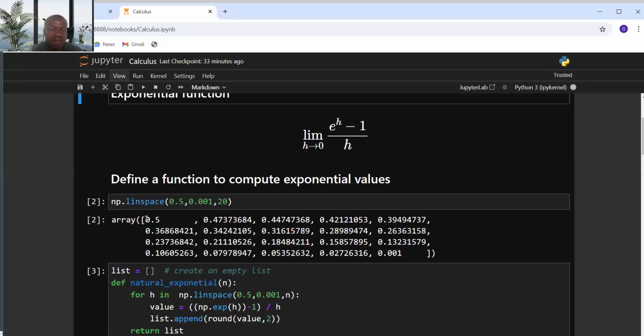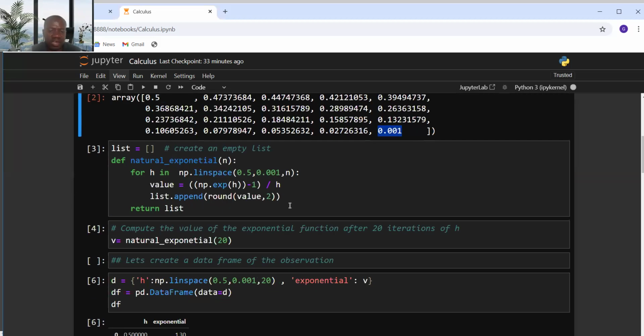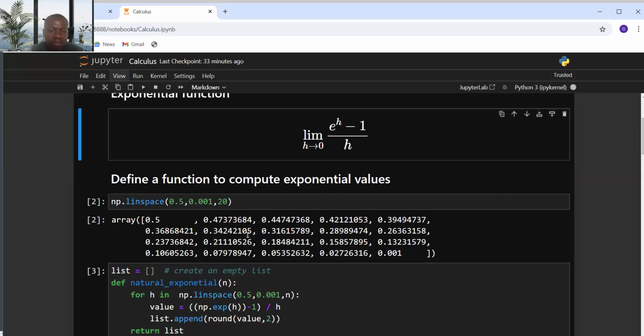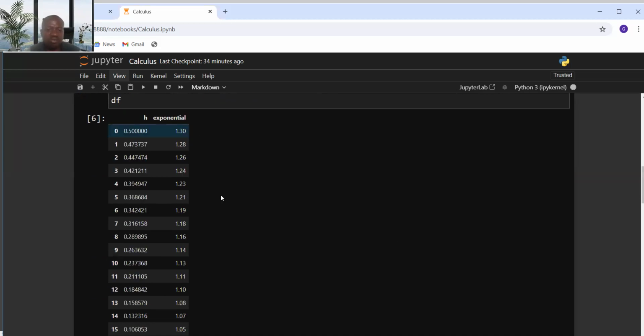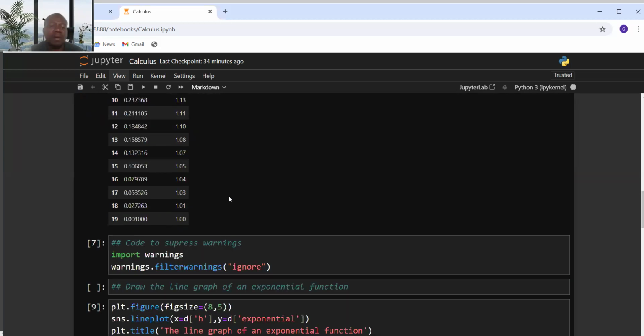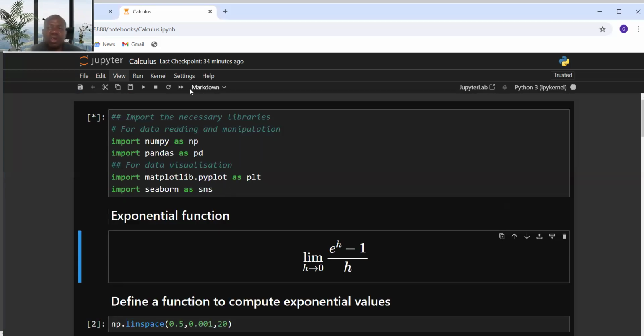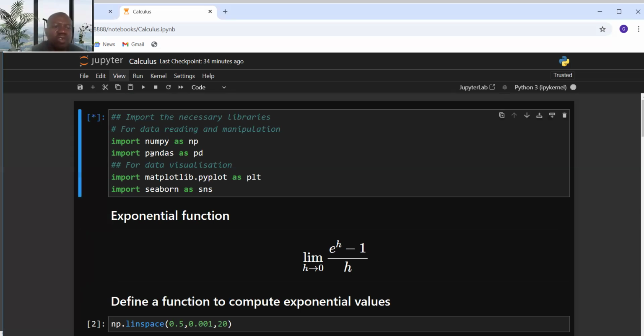We generated numbers from 0.5 down to 0.01. Then we computed the values: where there is an h, we substitute those values to compute the results. You can see this is what we got earlier in part 1. But now we want to move on to part 2. Let's wait for it to finish importing the libraries that we'll use for visualization.